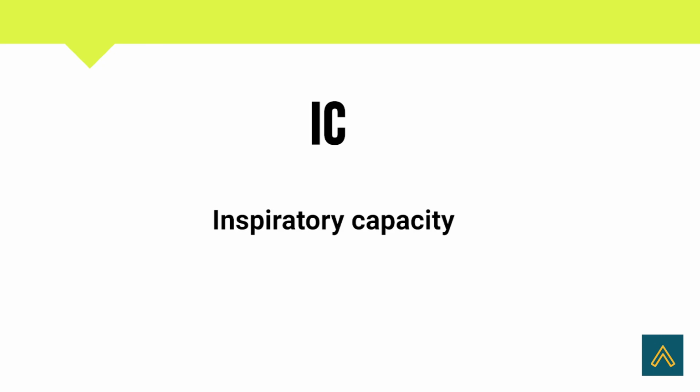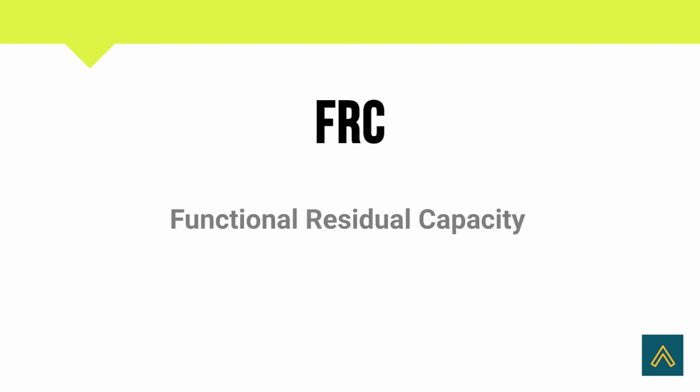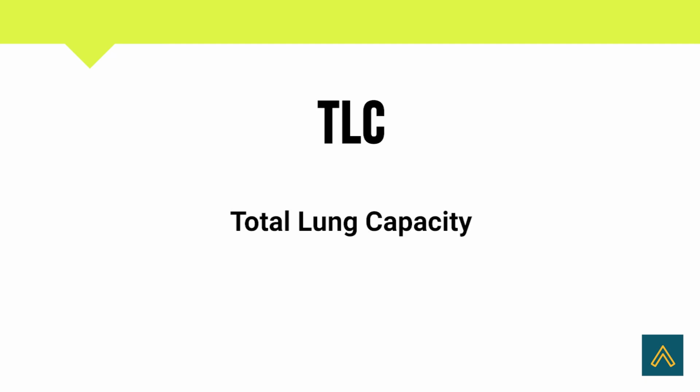RV. The full form of RV is residual volume. IC. The full form of IC is inspiratory capacity. EC. The full form of EC is expiratory capacity. FRC. The full form of FRC is functional residual capacity. VC. The full form of VC is vital capacity. TLC. The full form of TLC is total lung capacity.